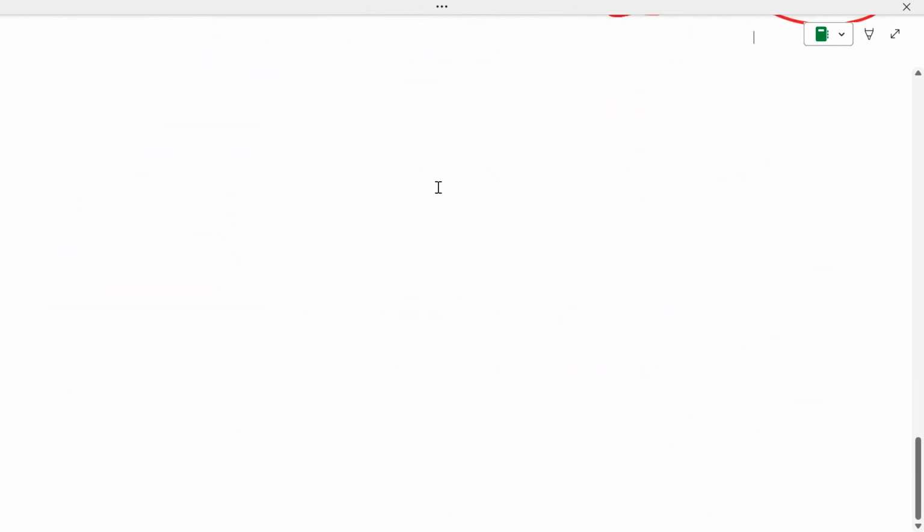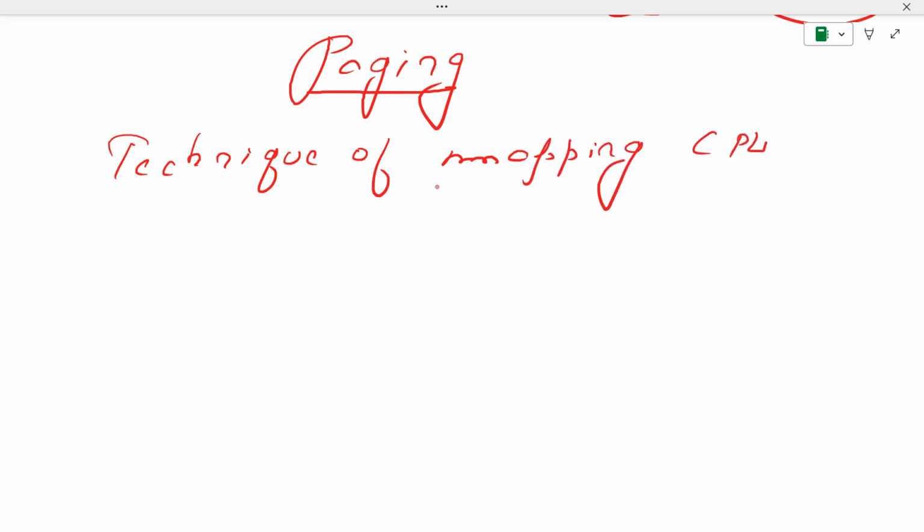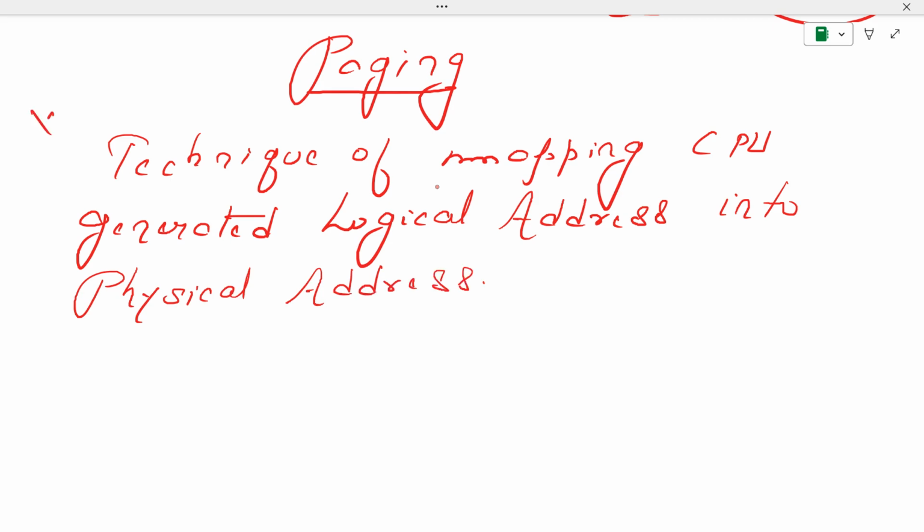Now let's talk about paging and the logical address. So paging is basically a technique to map the CPU generated logical address to the physical address. So it's a technique of mapping the CPU generated logical address into the physical address. Okay, so paging is the technique of mapping the CPU generated logical address into the physical address, right?